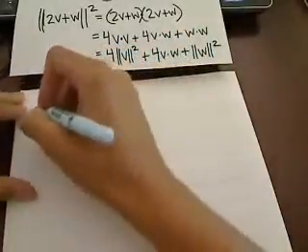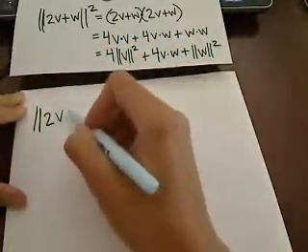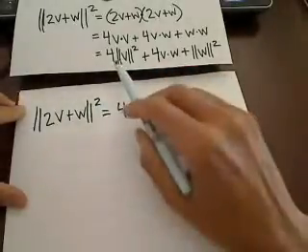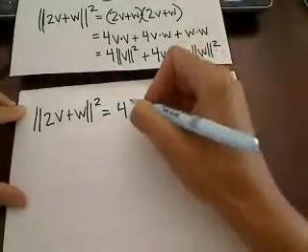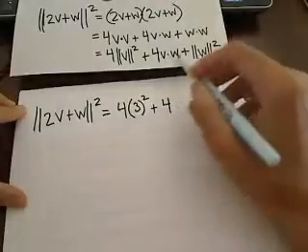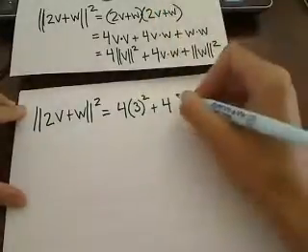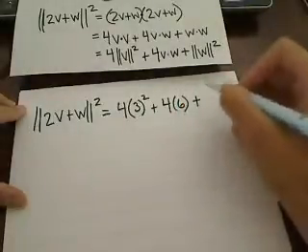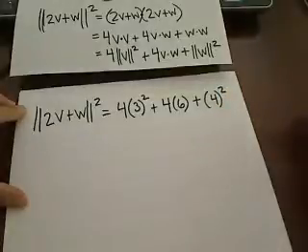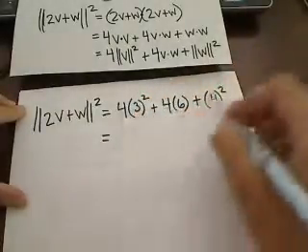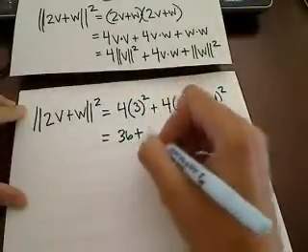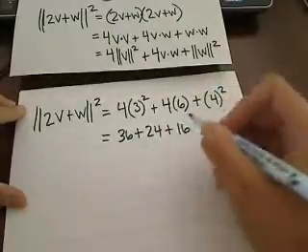So if we plug in our values here, we're looking at the magnitude of 2v plus w squared is equal to 4, this 4 is that 4, times the magnitude of v squared, so the magnitude of v is 3 squared. We have plus 4 times v dot w, which we already calculated to be 6. And then the magnitude of w, we were given that was a 4, and then that's squared. Okay, so if we just go ahead and simplify this, we're looking at 3 squared is 9 times 4 is 36, plus 24, and then plus 16.